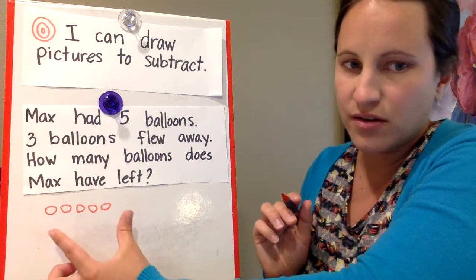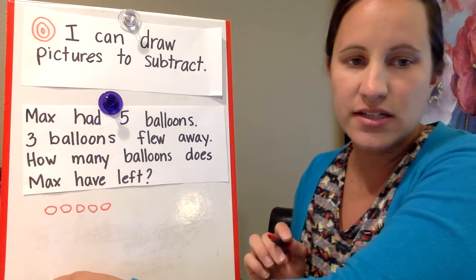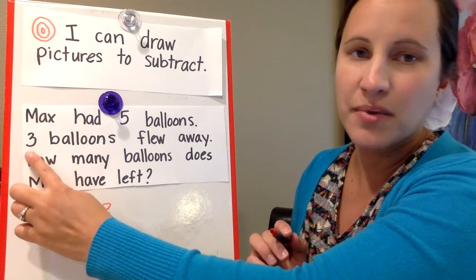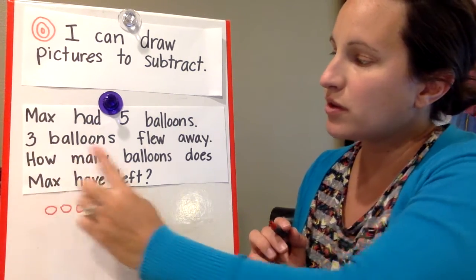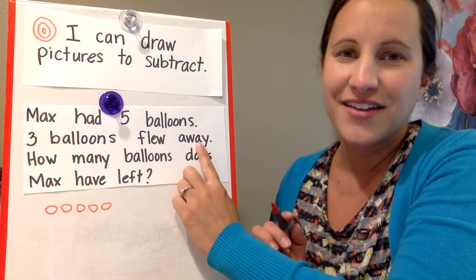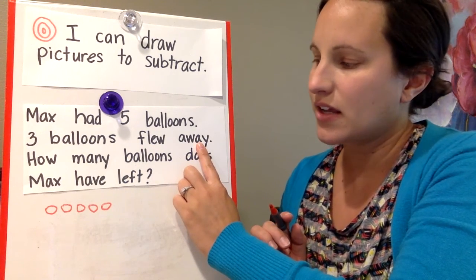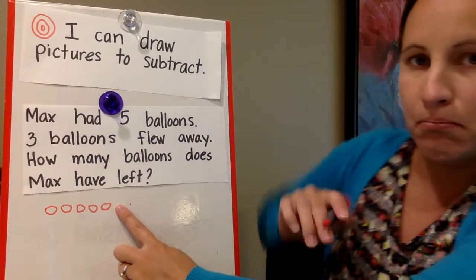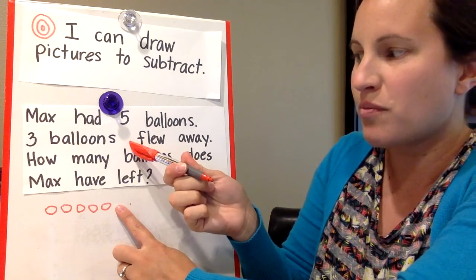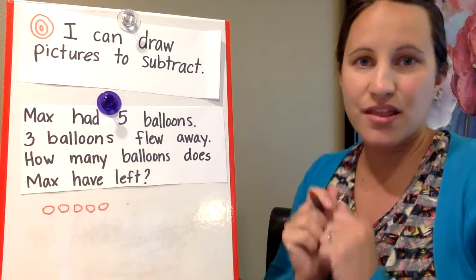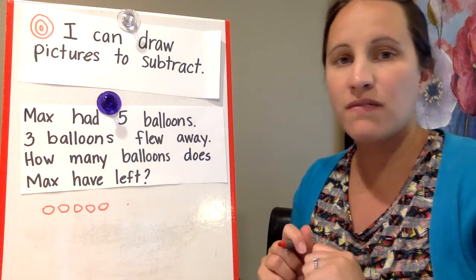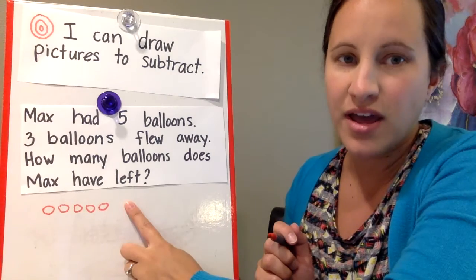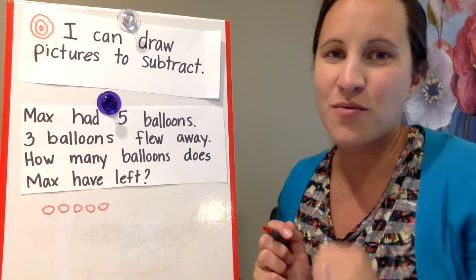They're not squashed together. They're not huge. Just nice and small. And then I need to show what happened next. Next, 3 balloons flew away. Let's think. Can I leave a space and put 3 more over here? Because 3 more balloons, he didn't get 3 more. 3 of those balloons flew away. So I'm not adding any more. I am subtracting, taking away.